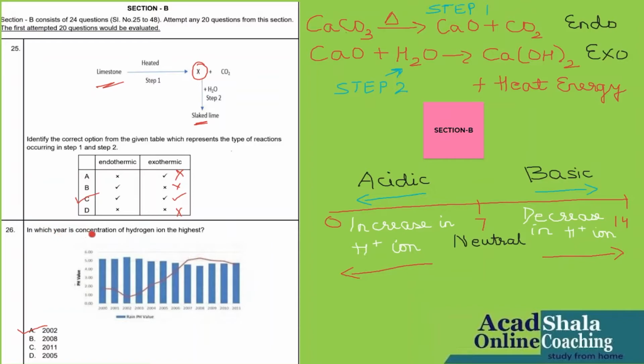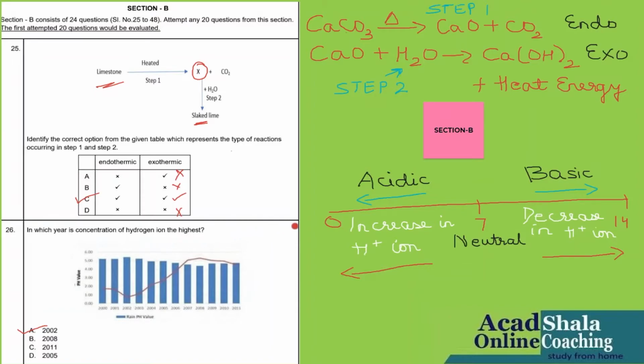In which year is the concentration of hydrogen ion the highest? According to this question, it strikes my mind that they're talking about hydrogen ion. So hydrogen ion is basically what? That means it is indicating acid.